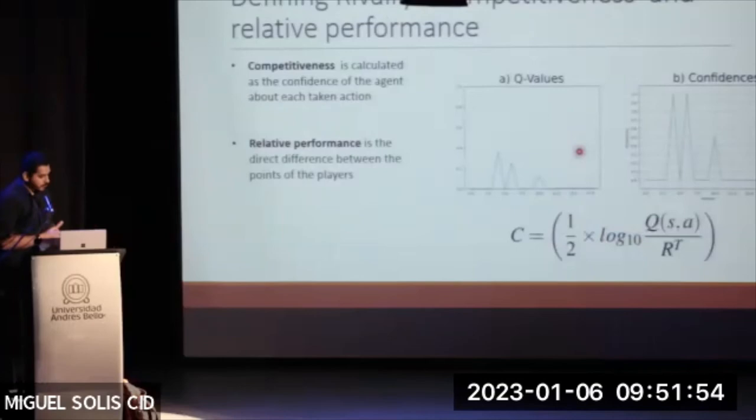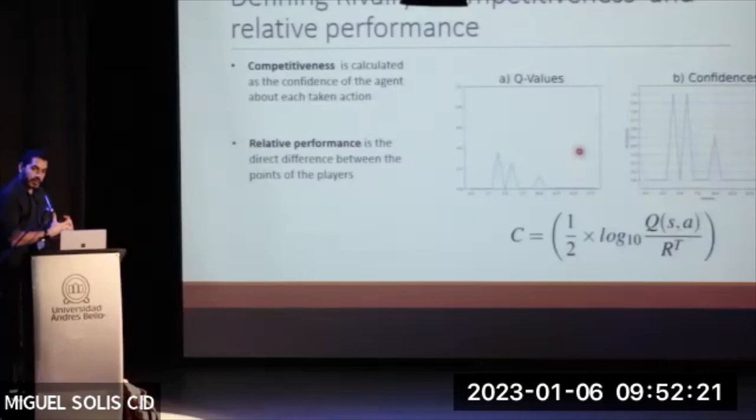The other variable we calculated was competitiveness, and for this we use the confidence values. So based on the agent's own knowledge, I will evaluate how competitive I am, how confident I am that my actions are doing well, and how confident I am that my opponent's actions are also good. So I can evaluate if they are competitive against me or not. And the relative performance, of course, is how many points I have of difference from my opponent, and this changes during the game. Combining these three components, we came up with a rivalry score.